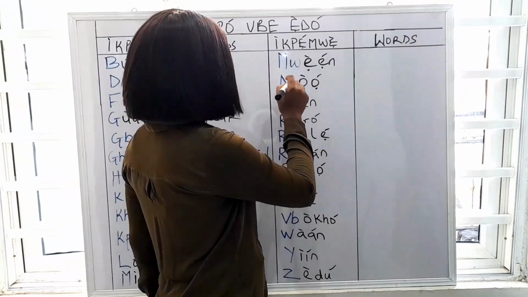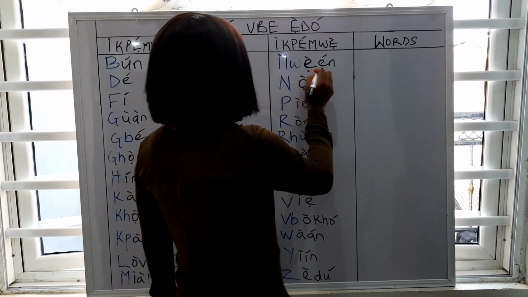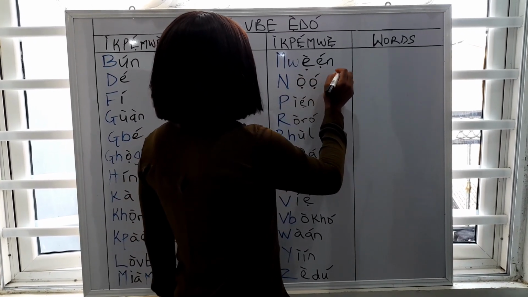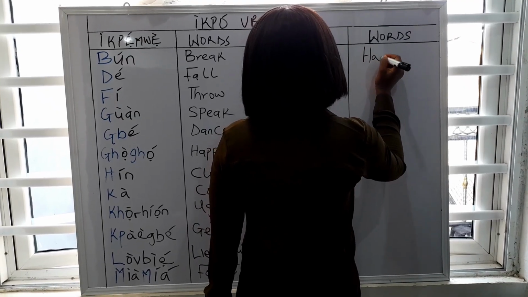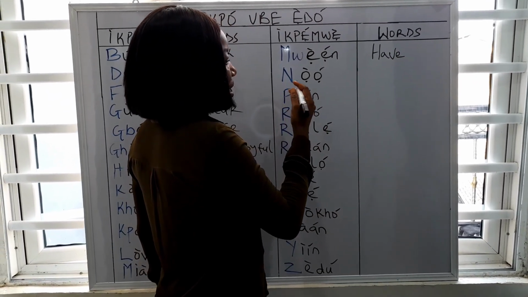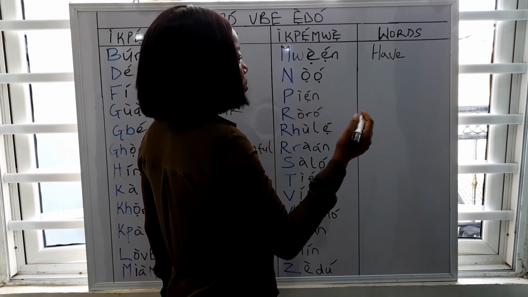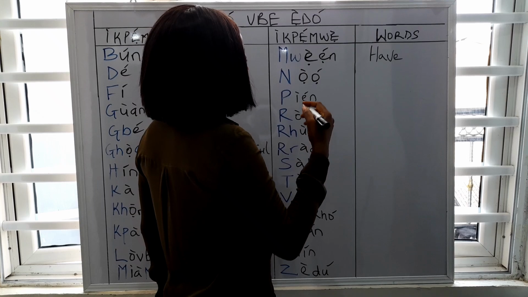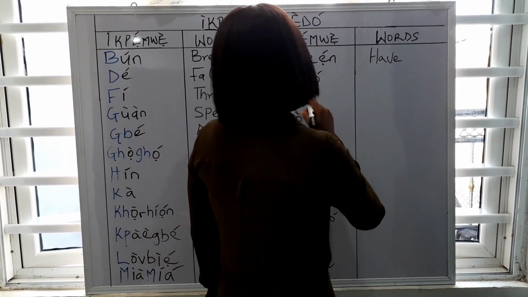So the word here is me. Me is to have. The verb to have. In most languages, to have is actually an auxiliary verb. I have to go. I have to sleep. I have to cook. All right.